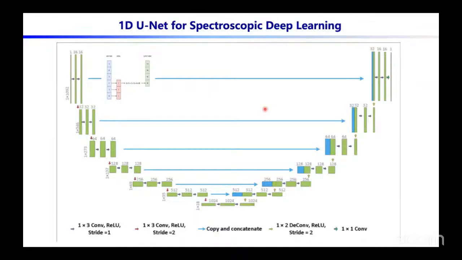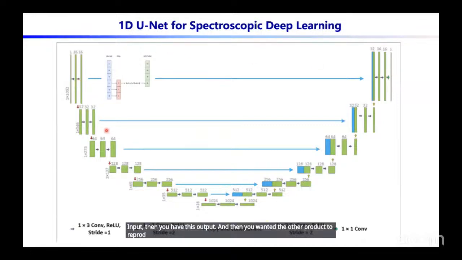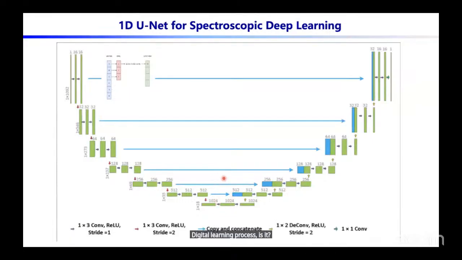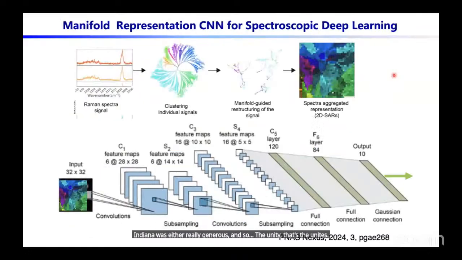The next example is the use of UNet for the purpose. You have this input, then you have this output, and you want the output to reproduce the input. This is the feature learning process. Once it generates a latent feature, it goes back through the decoder. Remember that this part is a decoder. The decoder part, in the end, regenerates the image. That's the UNet approach.